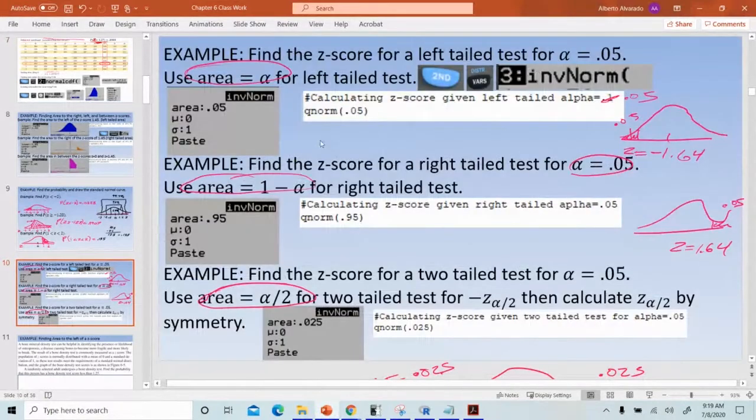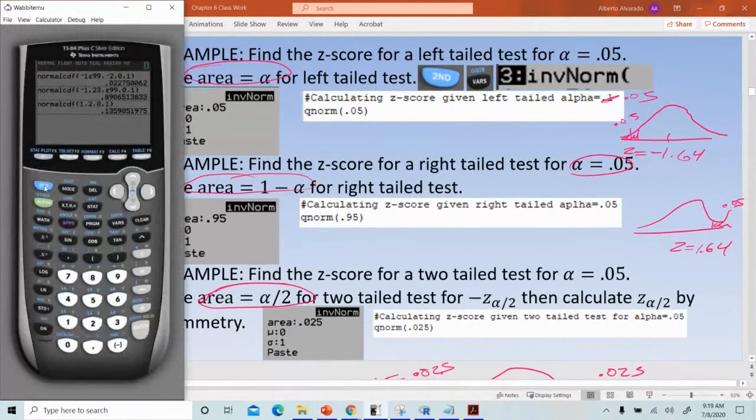Using the table, versus what I think we got was negative 1.64 using the calculator. And for the calculator, you just do second vars, inverse norm. But the big deal here is just inputting the correct area. This first one was a left-tail test, so you just put the left area, you just put the alpha, the area, and that's what that gives you.